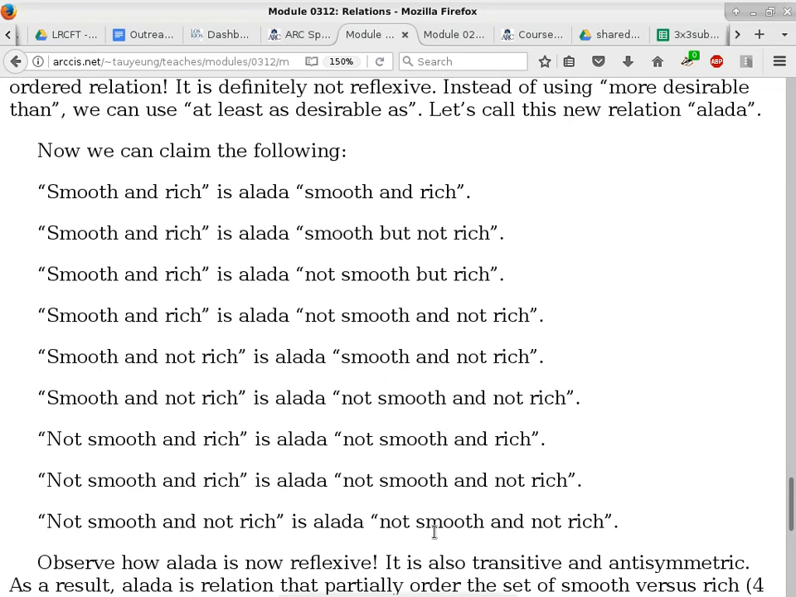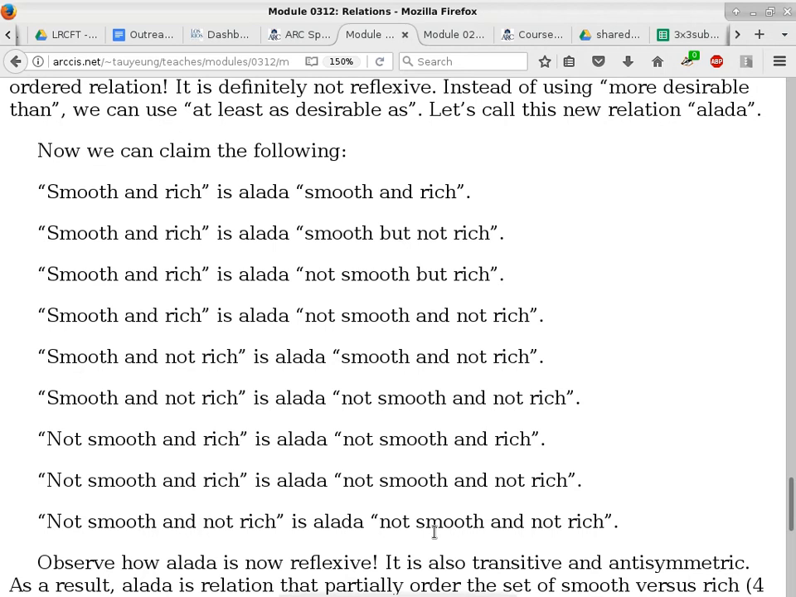Anti-symmetric. So is this relation anti-symmetric? So what you do is you look at everything that is symmetric, and then you say, oh, when it is symmetric, it is actually talking about itself. Okay.